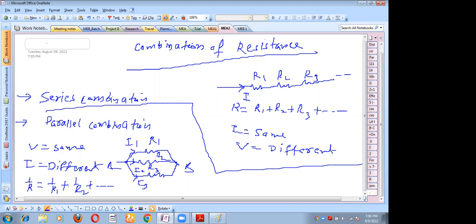Understood this one? This is a very basic concept. The main concept behind series and parallel we will come to know when we do practice. And we will also have mixed combination. In mixed combination we will have both series as well as parallel combination. Understood? So directly we will move to the questions. So moving to the question. Understood this?